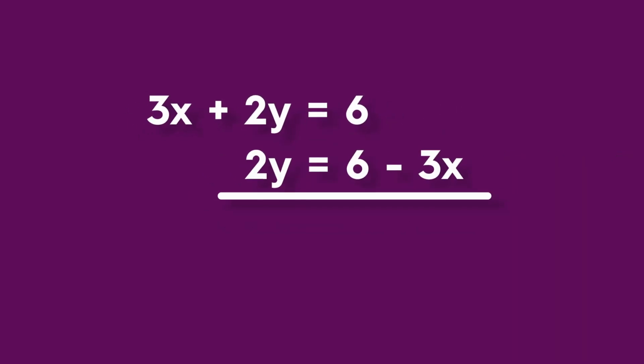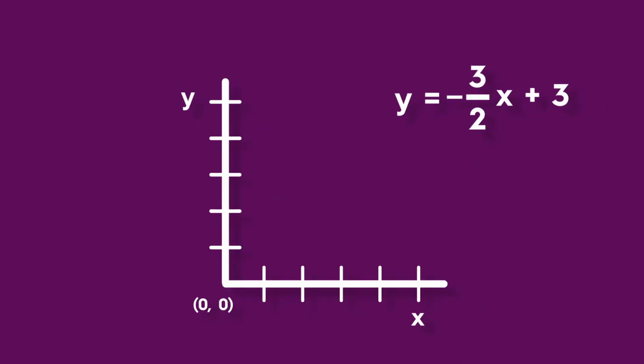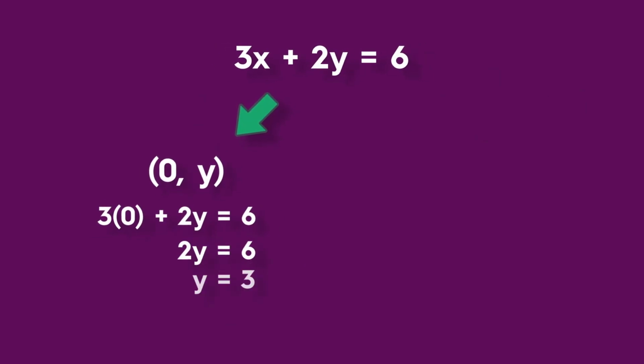For example, if you rewrite 3x plus 2y equals 6 into slope-intercept form by isolating y, you'll see it's the same line, just through a new lens. So why bother with this form? Because plugging in a 0 is lightning fast.